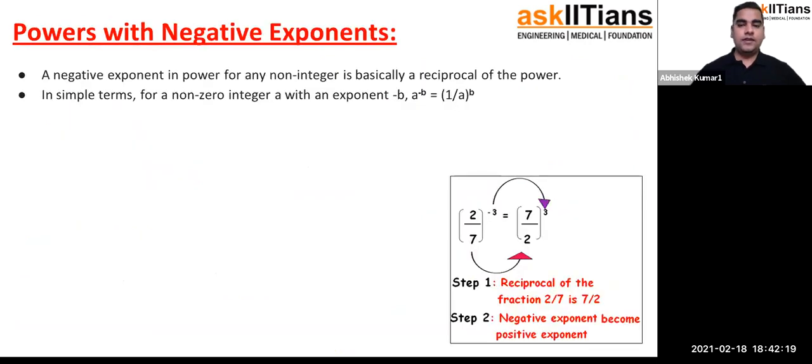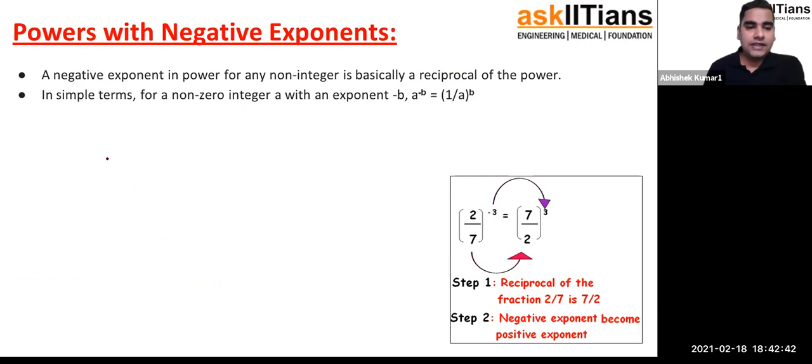Okay. So now we have powers with negative exponent. A negative exponent in power for any non-zero integer is basically a reciprocal. So frankly speaking, it's nothing, it's very easy. What are we trying to say? Here we are talking about negative exponents, or negative powers in short.